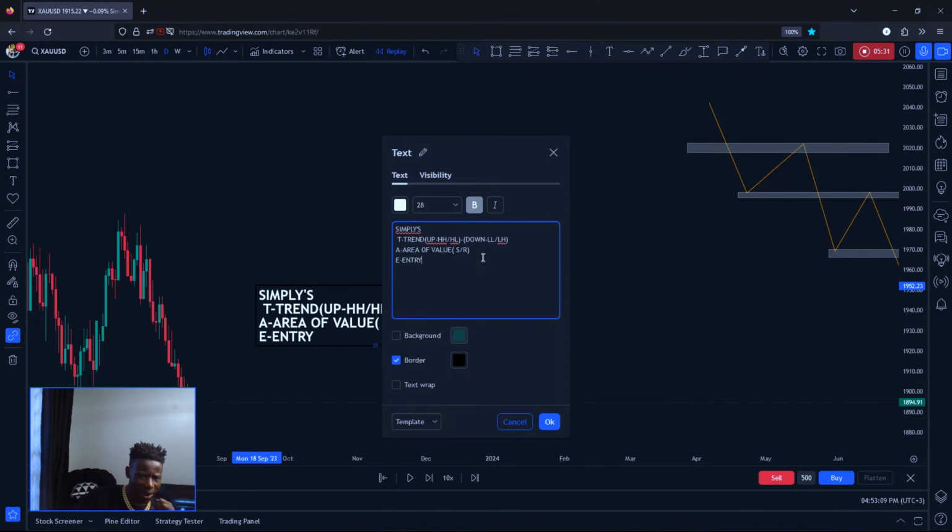When we go back to the area of value, which is support and resistance, here we sell at the resistance and buy at the support, which means we are going to be executing from the areas of value. We are going to be buying only from the support and selling at the resistance. That is the trick. That's all we're going to be looking for.